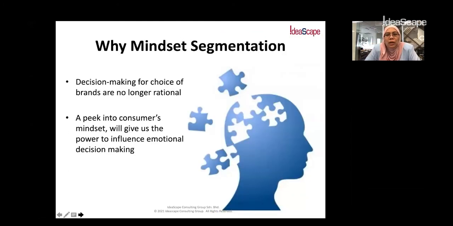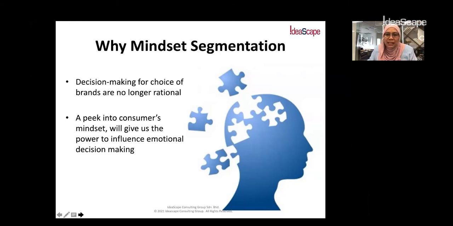Some of you may ask, why mindset segmentation? We could get all sorts of segmentation models; they're pretty accessible and available. But I always feel that emotion drives behavior. For as long as we do not get to the core of what drives your thought processes, behavior change is going to be quite artificial or non-sustainable.